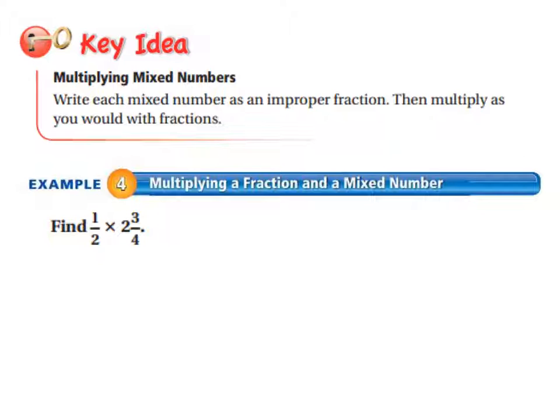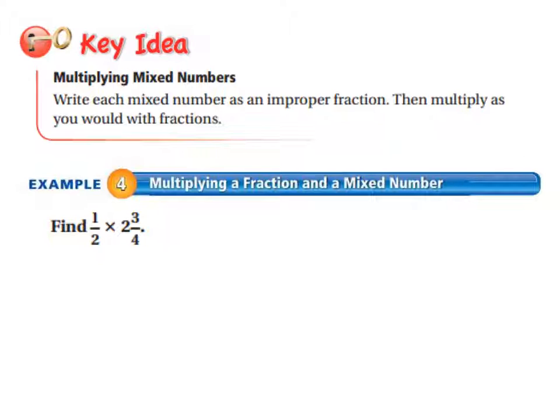Another key idea deals with multiplying mixed numbers. Write each mixed number as an improper fraction, then multiply as you would with fractions. So example 4 asks us to multiply a fraction and a mixed number. Find 1/2 times 2 and 3/4.